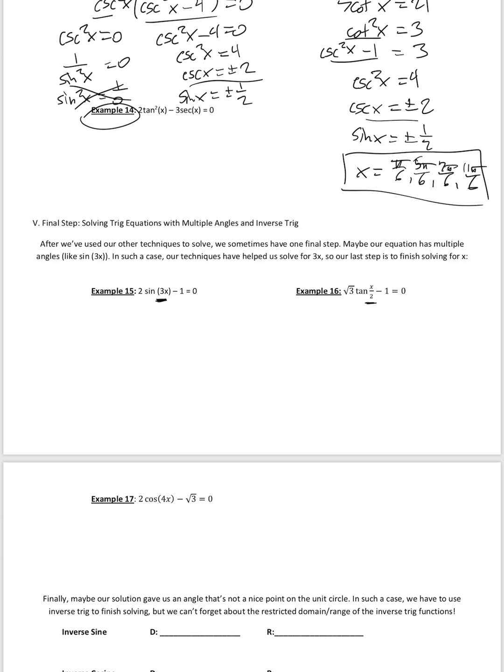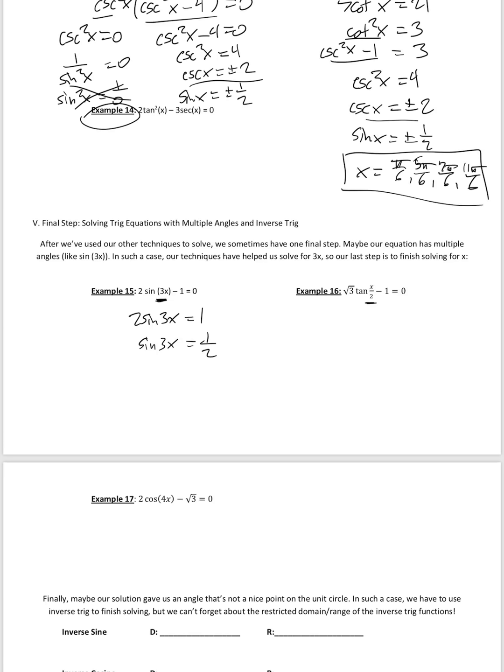So this is called a multiple angle equation. So I'm going to look at example 15. I'm going to solve this just like we did. So simple algebra in this case, add 1 to both sides, divide both sides by 2. So sine of 3x equals 1/2.